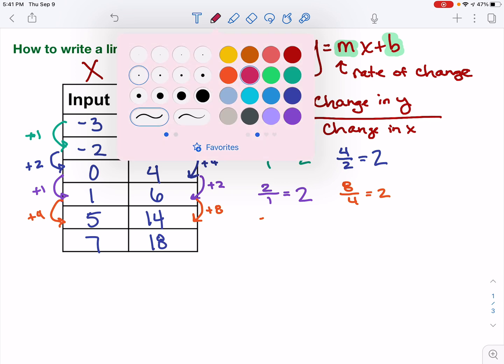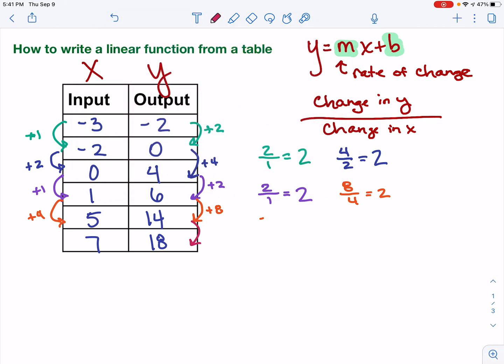And lastly, I'll do from 14 to 18, which is an increase of 4. From 5 to 7 is an increase of 2. And I take the change in y divided by the change in x, which again gives me 2. And what you're going to notice here is I'll highlight all of these. They all came out to the same amount because we have a consistent rate of change. So I know that my m value is going to equal 2.